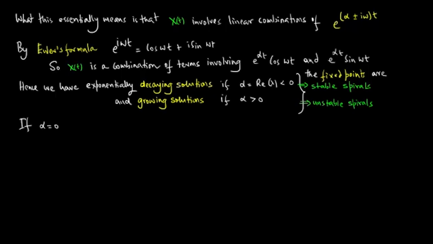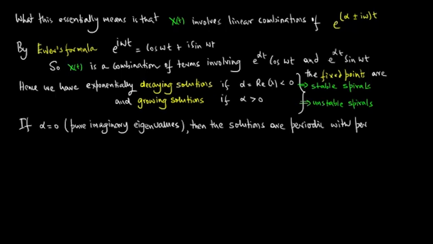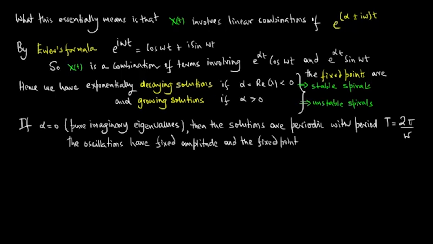If alpha is equal to 0, i.e. we have pure imaginary eigenvalues, then the solutions are periodic with period capital T equal to 2 pi by omega. The oscillations have fixed amplitude, and the fixed point is a center.